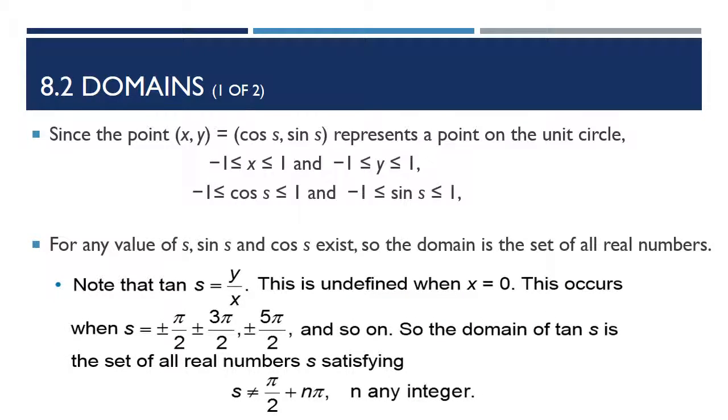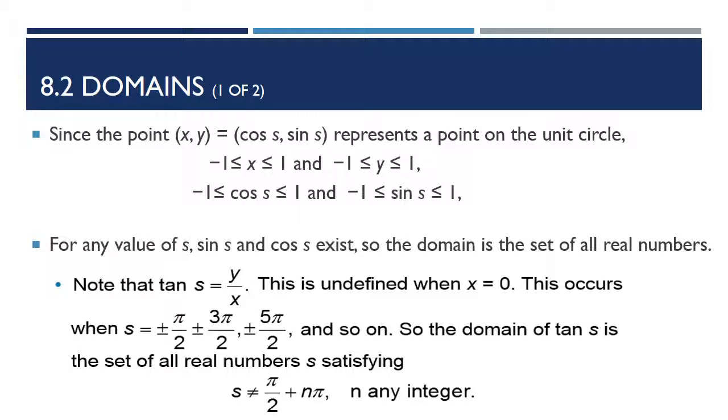Now, you've got to remember that the tangent is y over x, and that is going to be undefined when x equals 0. And this is going to occur at pi over 2, 3 pi over 2, 5 pi over 2, positive and negative for both of those. Now, what we want to do is take those and look at the pattern there. One way of putting it is it's the odd multiples of pi over 2. It's 1 pi over 2, 3 pi over 2, 5 pi over 2. The next one will be 7 pi over 2.